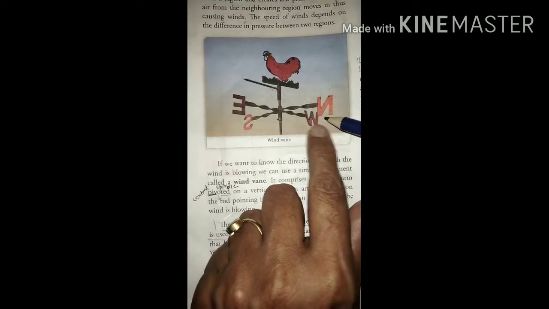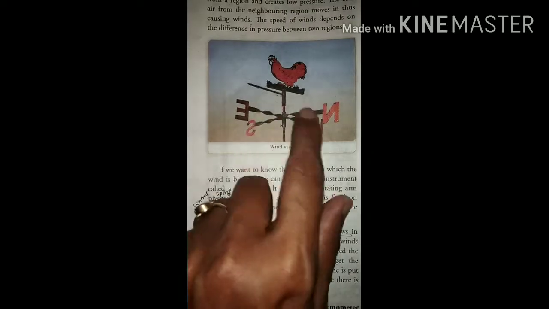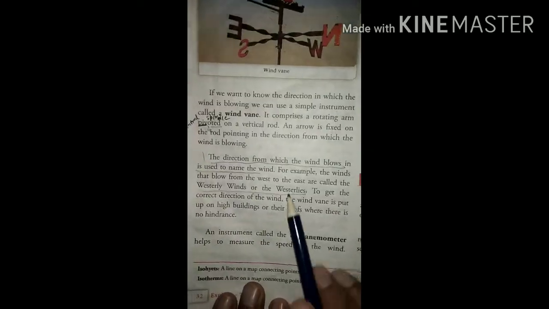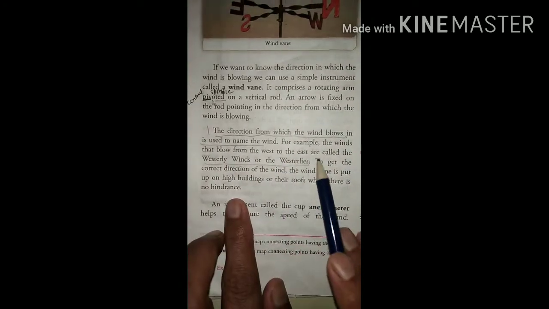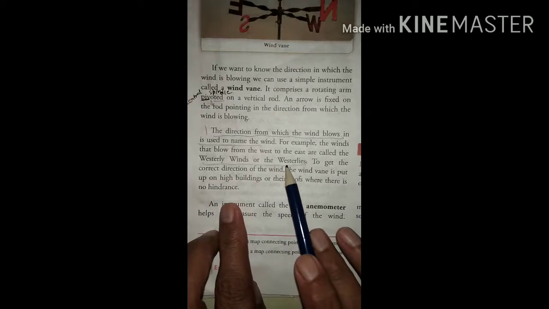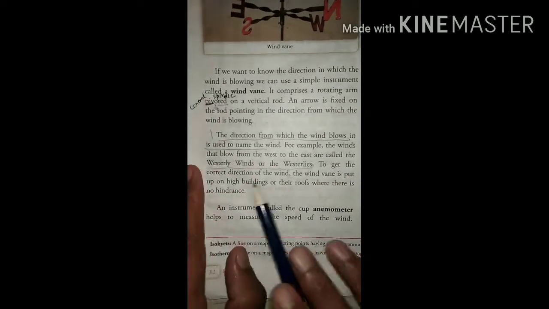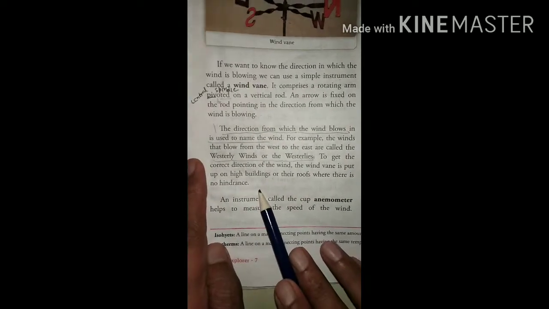In the picture, this arrow is marked on the east side, but it doesn't mean easterly winds. From where is the wind coming? The wind is coming from the west side. The wind is blowing from west to east, so we say westerly winds. It is written in the book also: the winds that blow from the west to the east are called the westerly winds. To get the correct direction, the wind vane is put up on high buildings, on their roofs, where there is no hindrance.